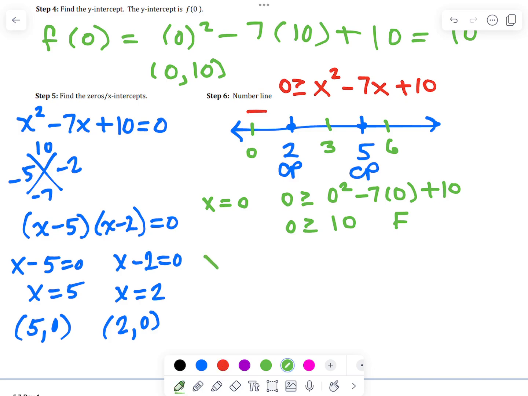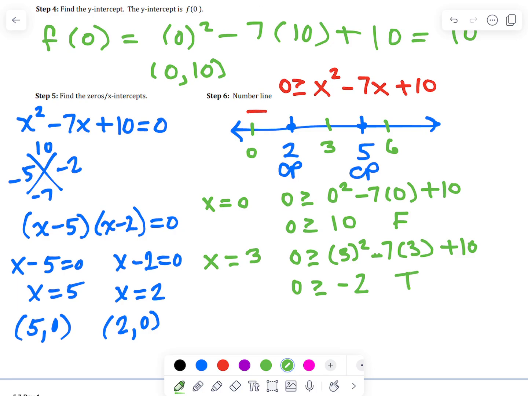Then we're going to test the number 3, any number greater than 2 and less than 5. So I'm choosing 3, and we sub it into the inequality. So 3 squared minus 7 times 3 plus 10. And then we simplify it, and then we read the inequality. Is 0 greater than or equal to negative 2? Yes, that's true. So between the interval from 2 to 5, it is true. So we put a plus.